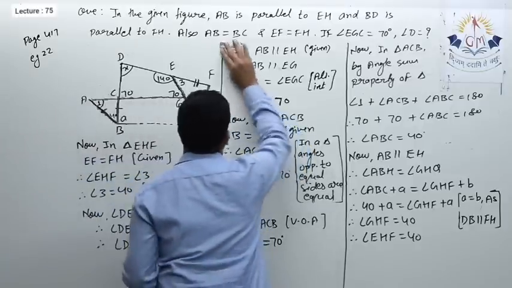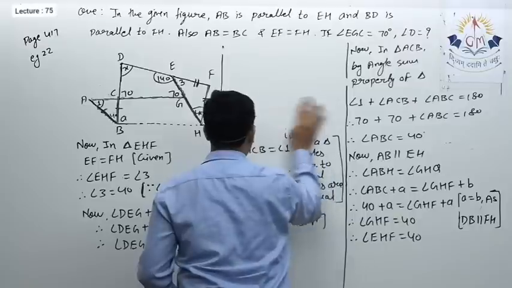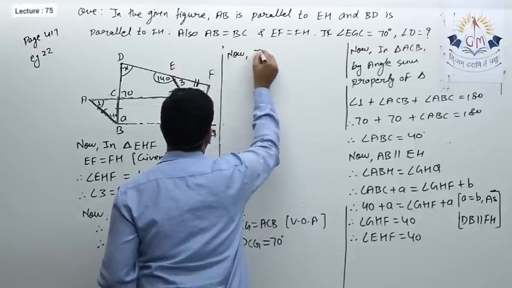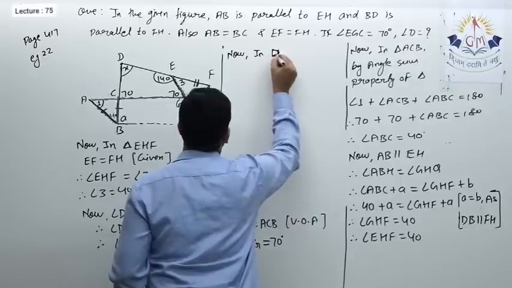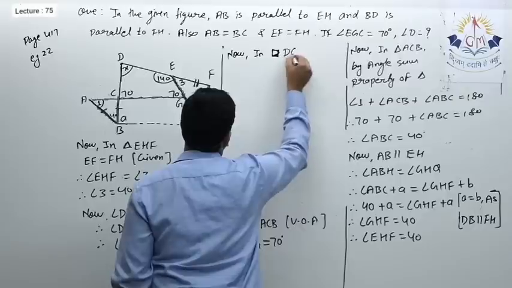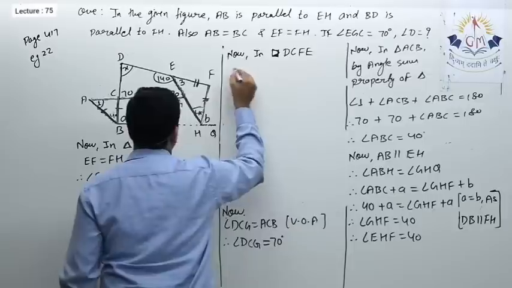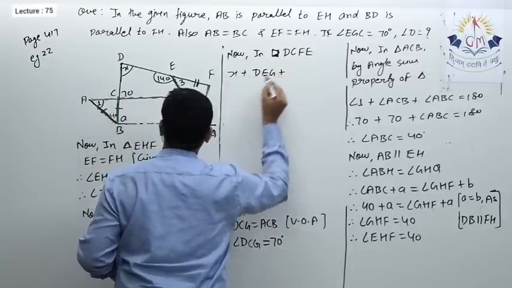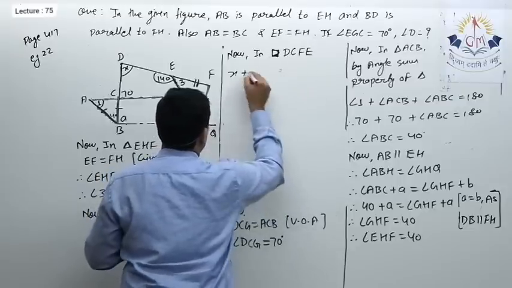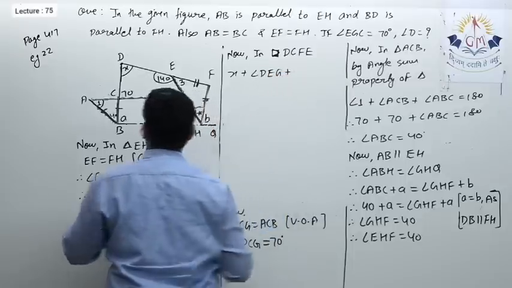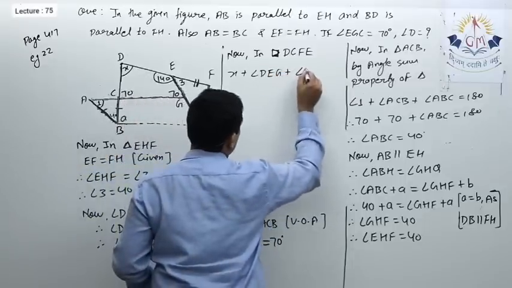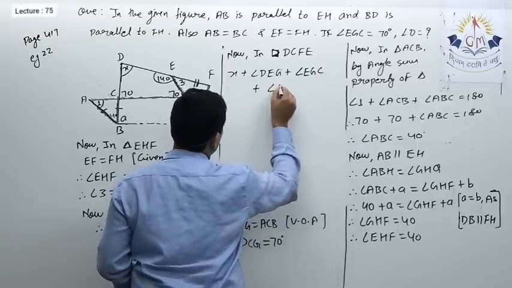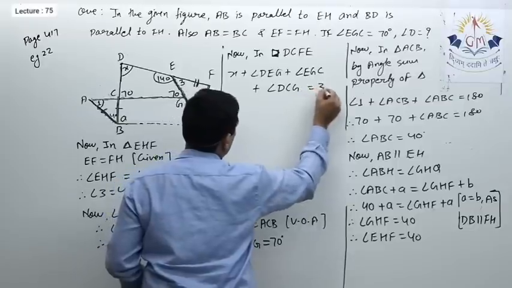Okay, so next I'm solving over here. Now in quadrilateral DCFE, I can write as DEG plus angle EGC plus angle DCG is equal to 360.